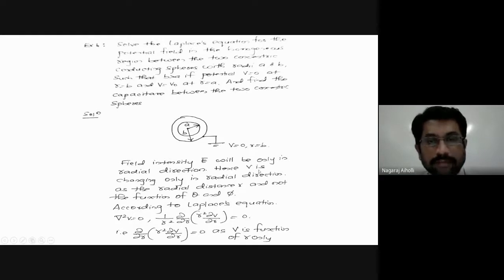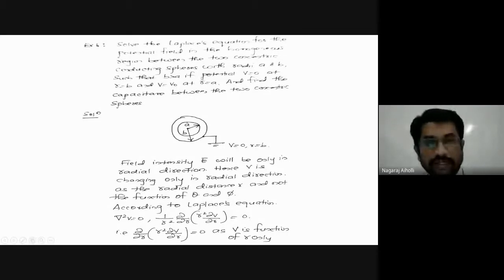Here, field intensity E bar will be in the radial direction because they have given the radii in the question. That means intensity E will vary only along the radial direction. It will not vary along theta and phi directions. So, considering Laplace's equation, del square V is equal to 0, V is not a function of theta and phi.